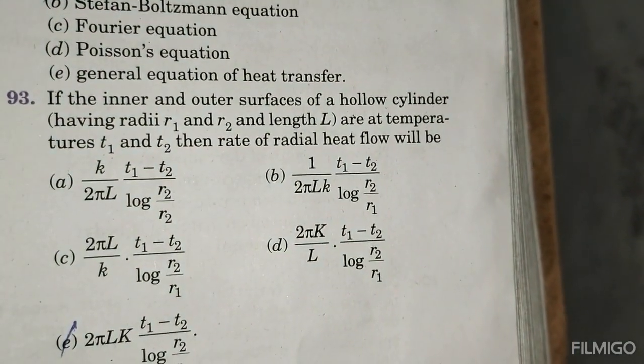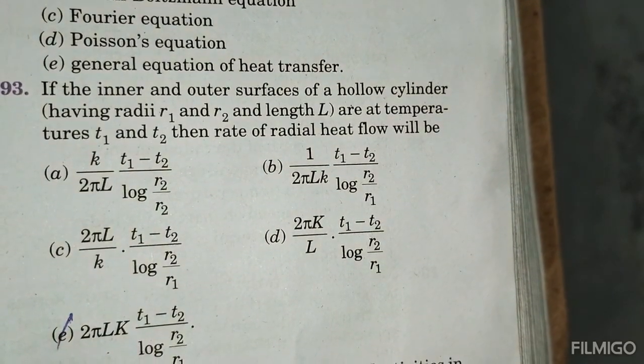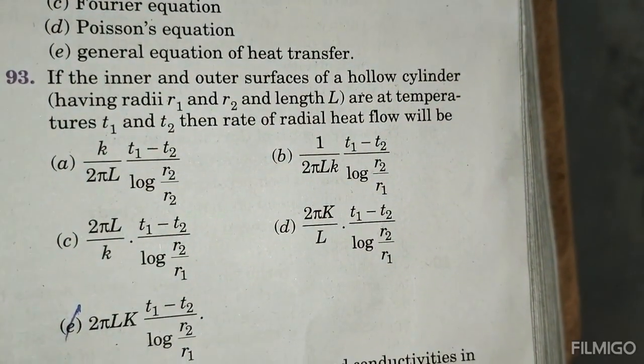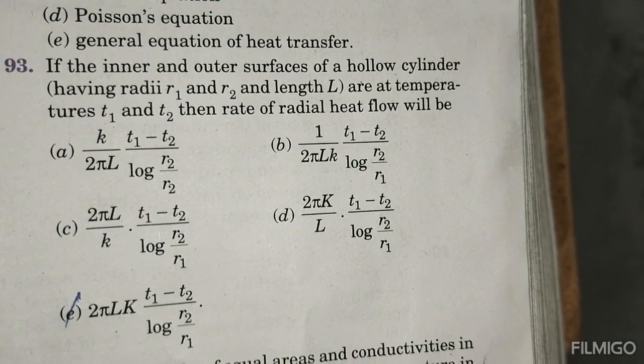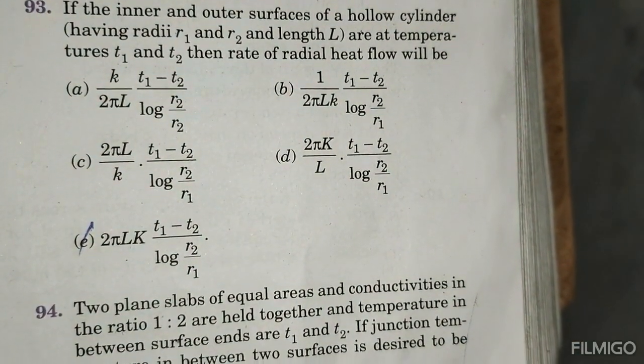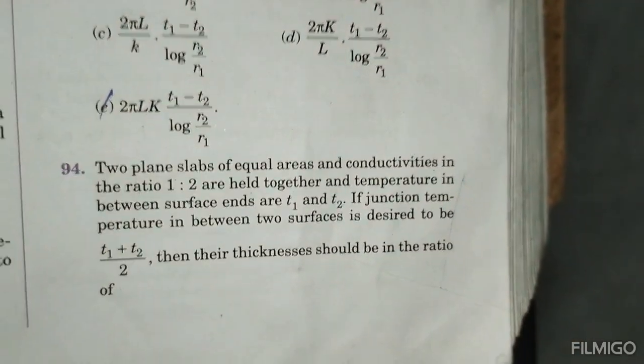If the inner and outer surfaces of a hollow cylinder having radii R1 and R2 are at temperatures T1 and T2, then the rate of radial heat flow will be 2πLk(T1 − T2)/log(R2/R1).